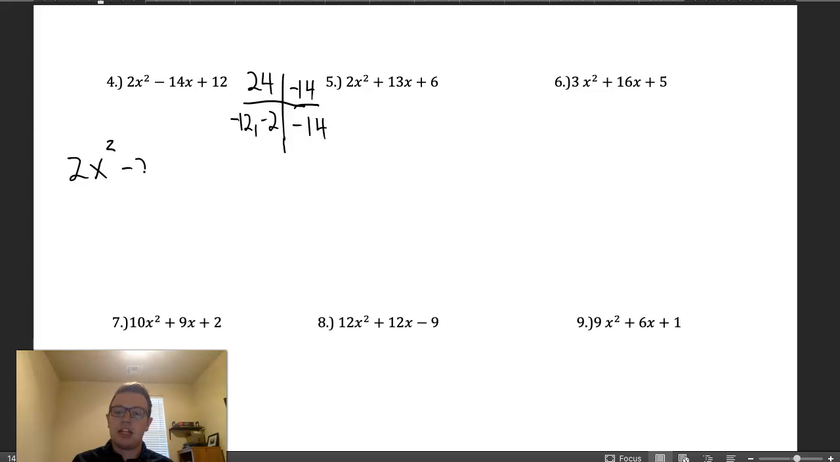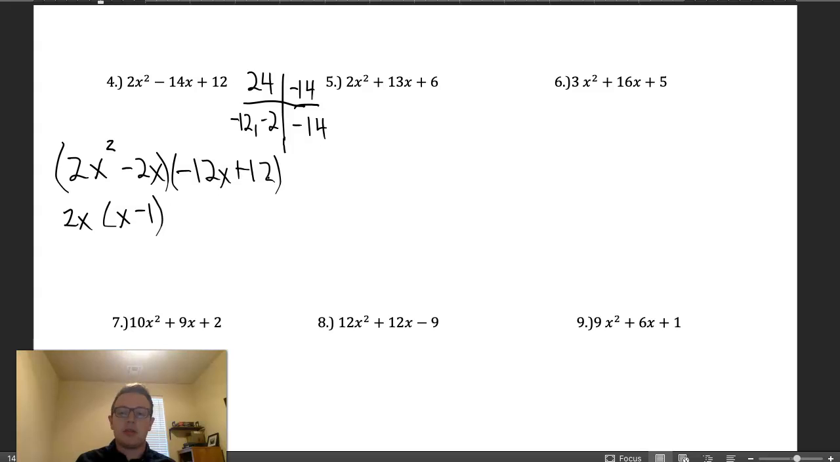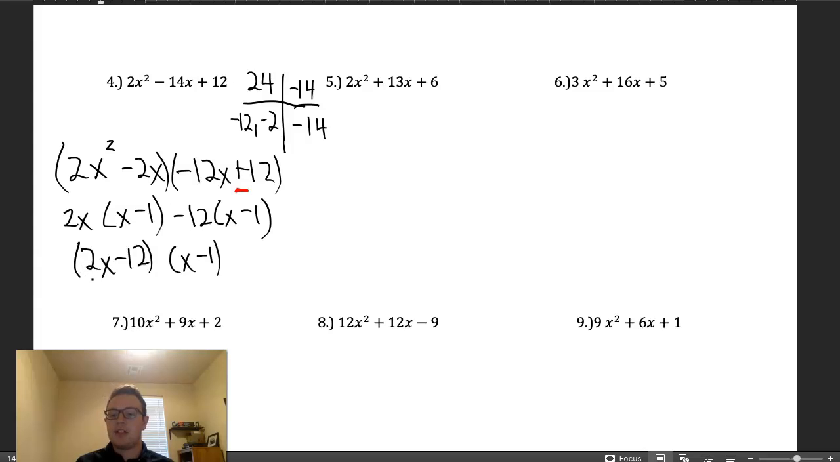This becomes 2x squared minus 2x minus 12x plus 12. Let's go ahead and throw parentheses around. From this first equation, we can pull out a 2 and an x, and we're left with x minus 1. From the second equation, we want x minus 1 on the inside, so we need to flip this plus sign into a minus sign, meaning we're going to factor out not just a 12, but a minus 12. And that'll leave us with x minus 1. So our solution here is 2x minus 12 times x minus 1. Except we're not done. We still have a factor of 2 we can pull out of this first term, meaning our answer is going to be 2 times x minus 6 times x minus 1.